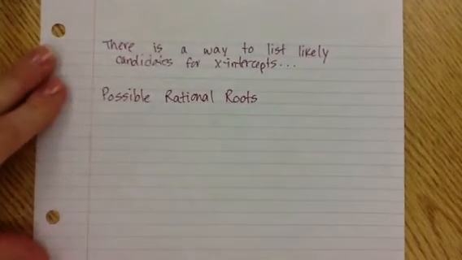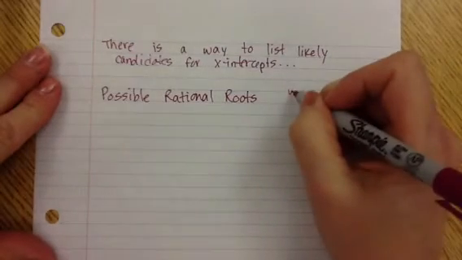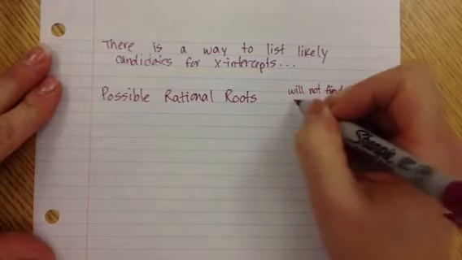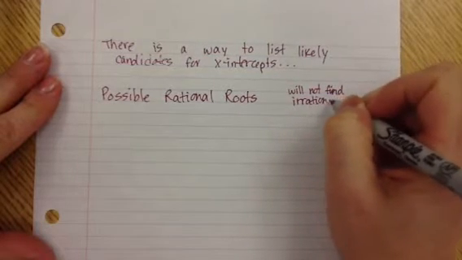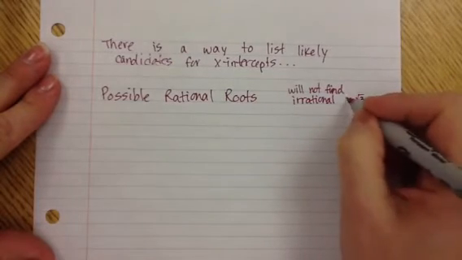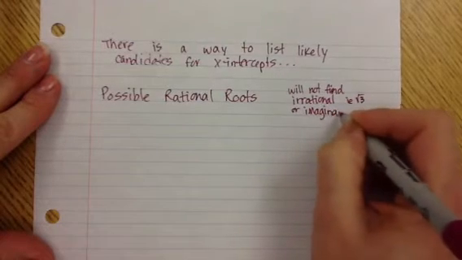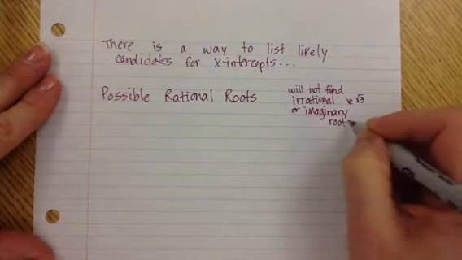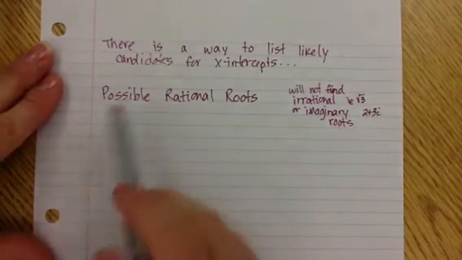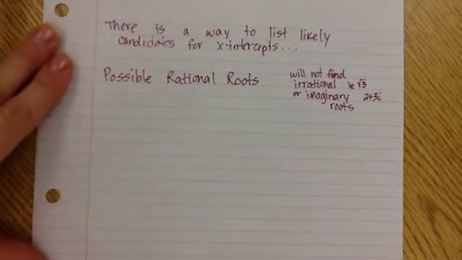Possible rational roots. And remember that rational means a number that can be written as a fraction. So this will not locate or find irrational roots like the square root of 3 or imaginary roots such as 2 plus 3i. So these possible rational roots, they'll find any that would be rational, but they won't find the irrational or imaginary.